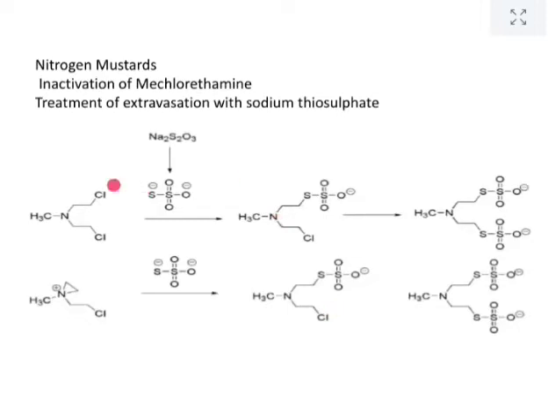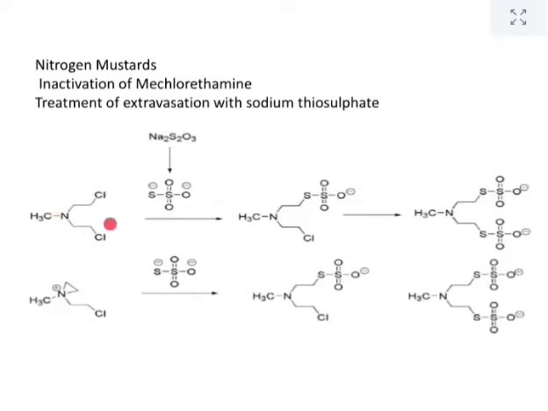Then we are saying, if you give this drug, especially we have said you have to give it IV, and you're trying to give it directly into the tumor. Of course, when you inject, as we have said, you can cause a lot of extravasation. Then you can give sodium thiosulfate, and all it will do is trap either the aziridinium ion or even deactivate the drug itself.